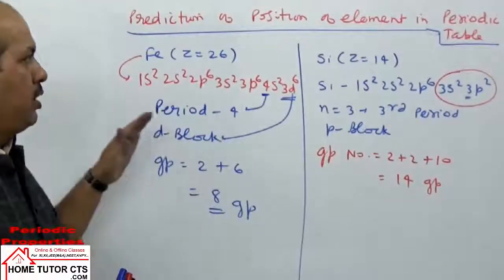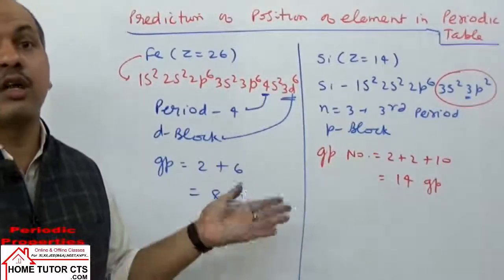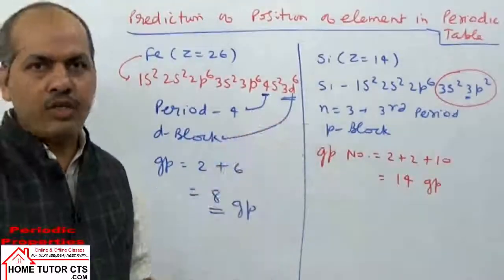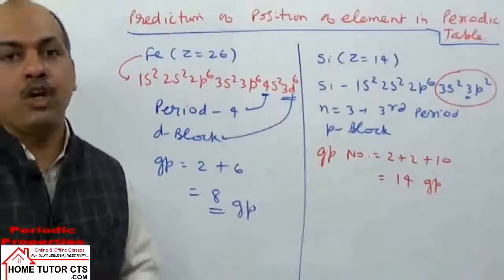Okay. Coming to the next topic, writing the names of elements which have atomic number more than 100. For them we have a sequence or rules for writing their IUPAC nomenclature.